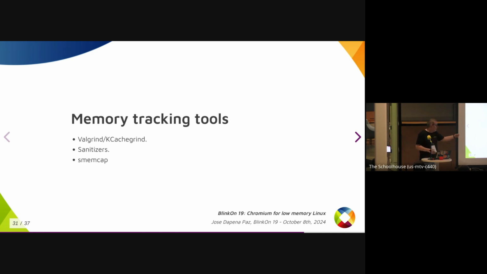We have Valgrind, we have all the sanitizers provided by LLVM, and we have smaps. Using smaps, we can just take a look at what is taking memory and actually the blocks that are taking memory, to identify the applications and to identify if the memory usage is as high as we think or not, and where memory is going.